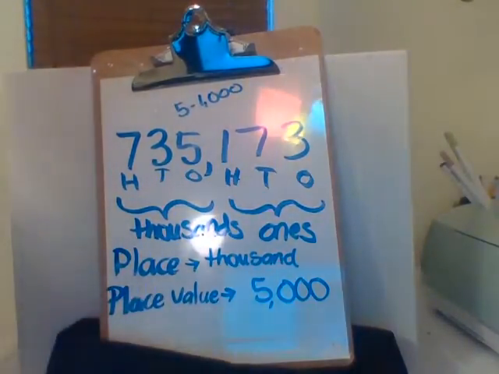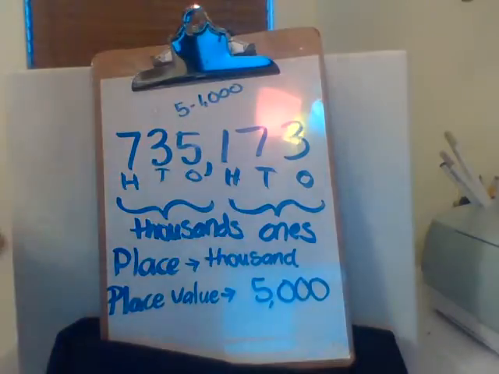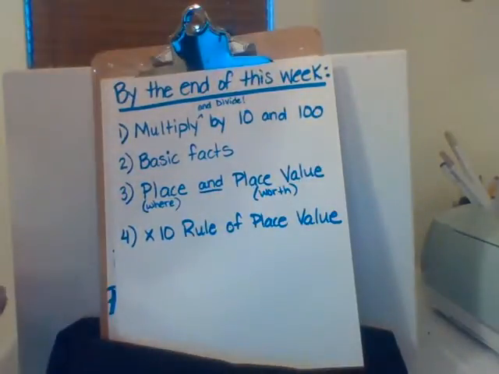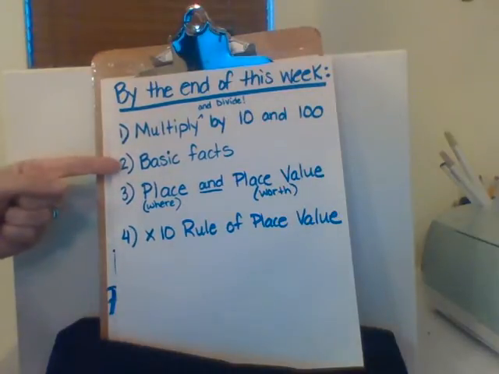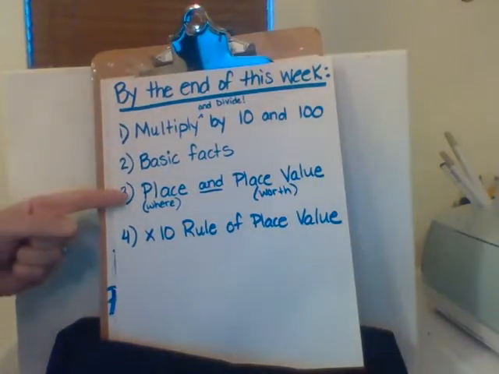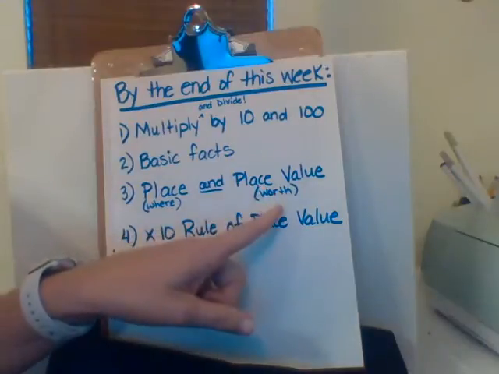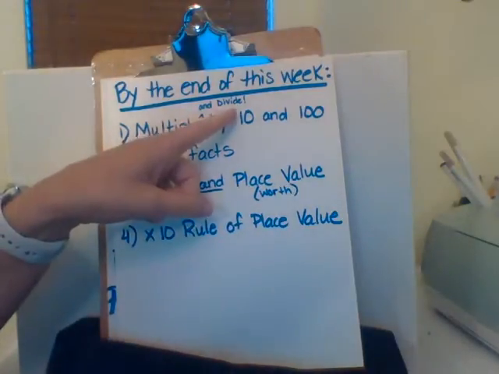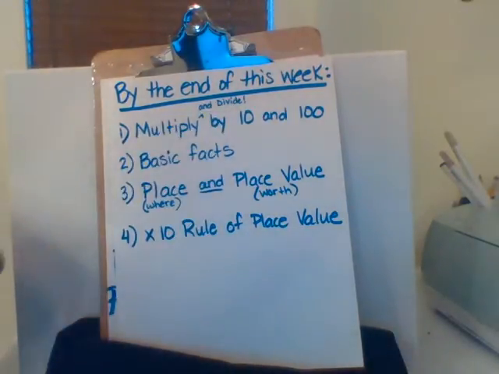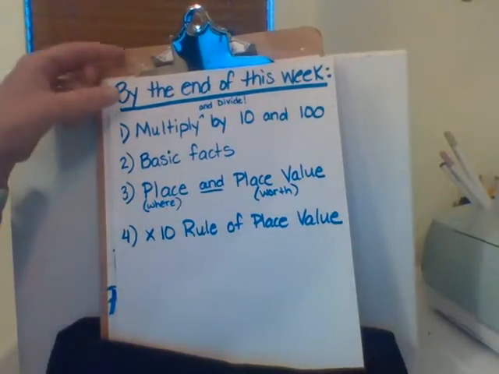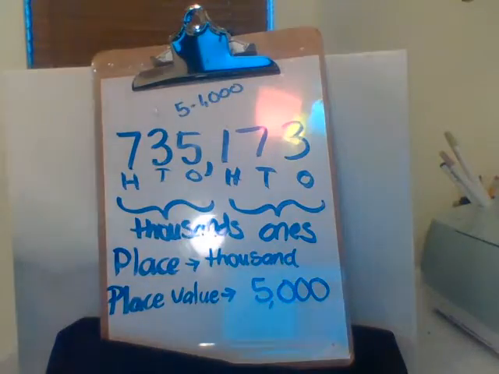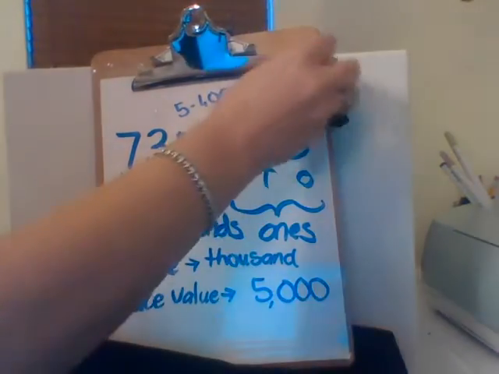So that's to review place and place value. So far we've done multiplication of 10 by 10 and 100. We've kind of talked about our basic facts. We know where a number is and what it's worth. I haven't forgotten about the division part of this up here. That'll come later. What we're really going to dig into right now is the times 10 rule of place value.